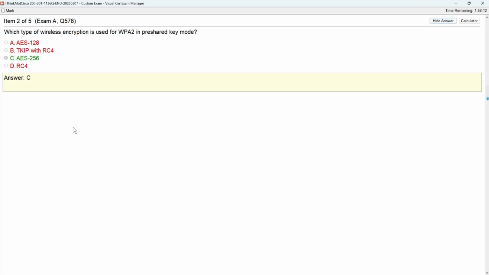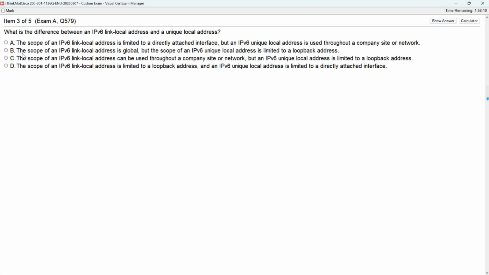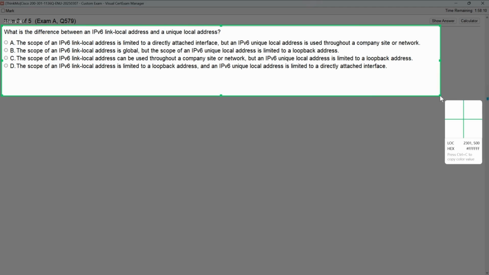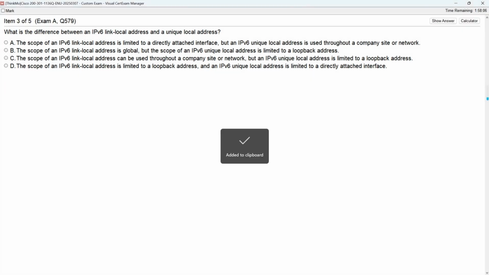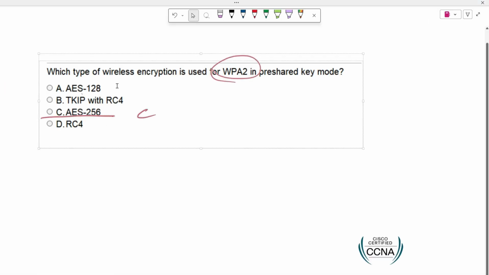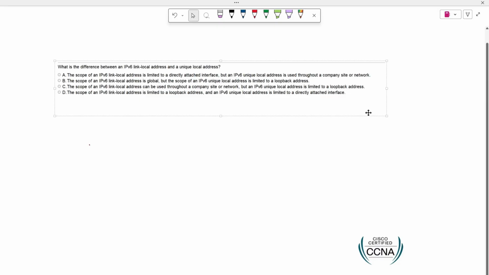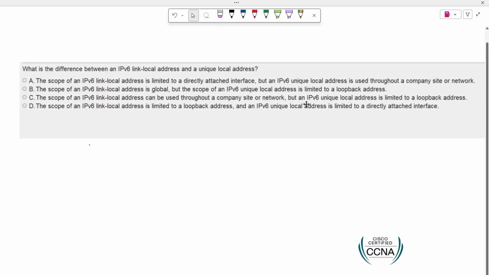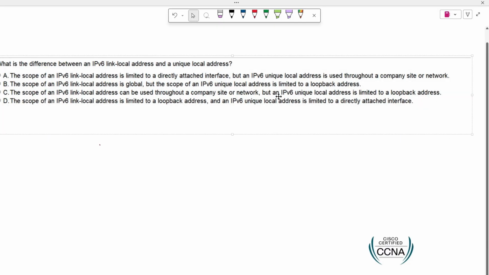Let's look at the correct answer. It's C. All right, question 3. Question 3 is also a single choice question. This question is a bit long to read. Let me break it down for everyone.